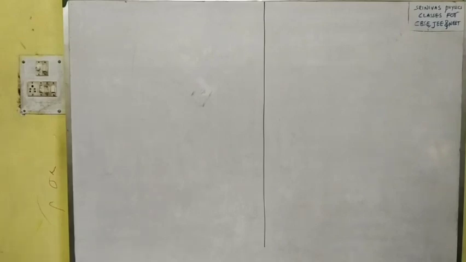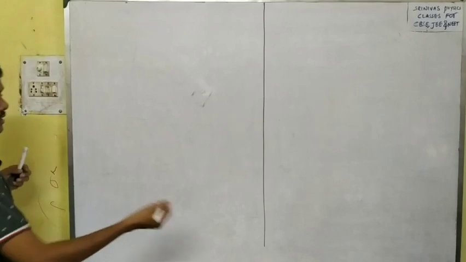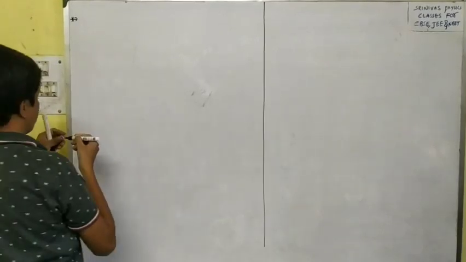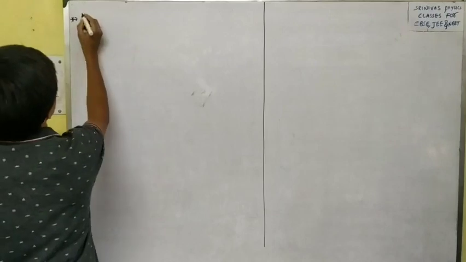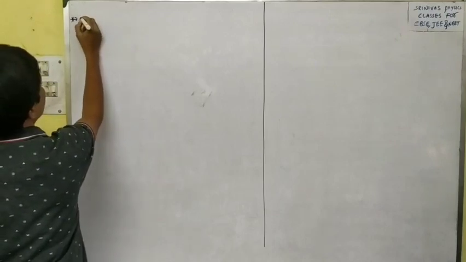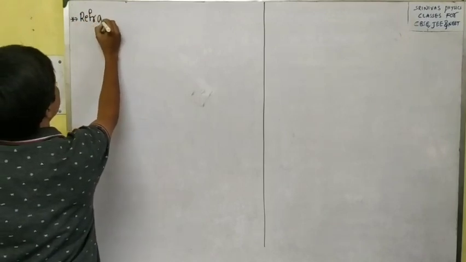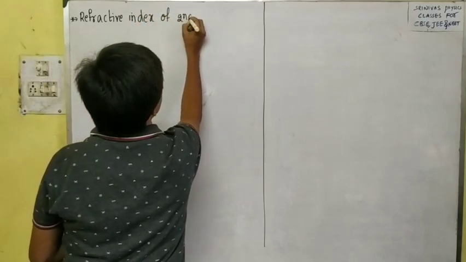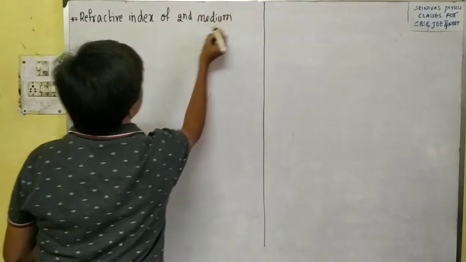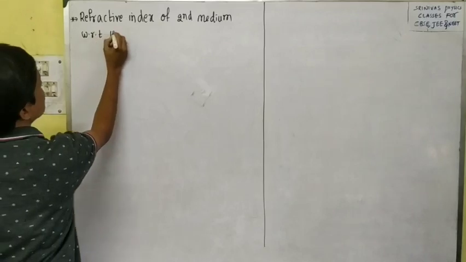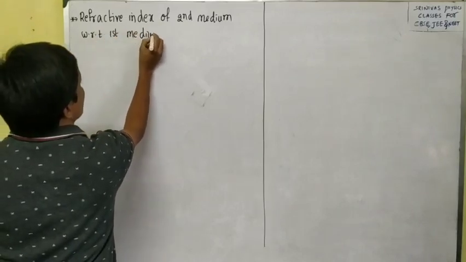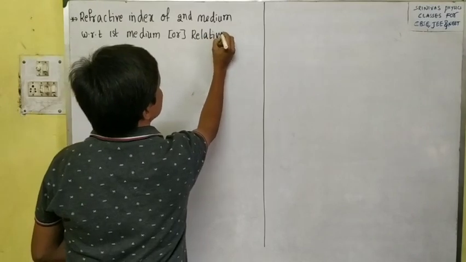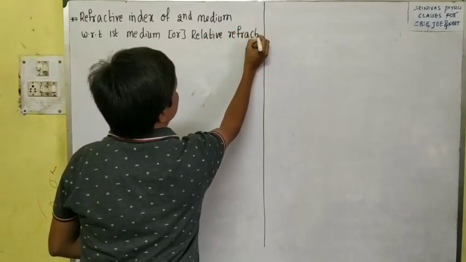Now let us see the continuation of the last topic. Where are we now? The second law of the laws of refraction is completed. In that we got one equation, sin i by sin r is equal to 1 mu 2. Here 1 mu 2 is called the refractive index of second medium with respect to first medium, or it has one more name, the relative refractive index.